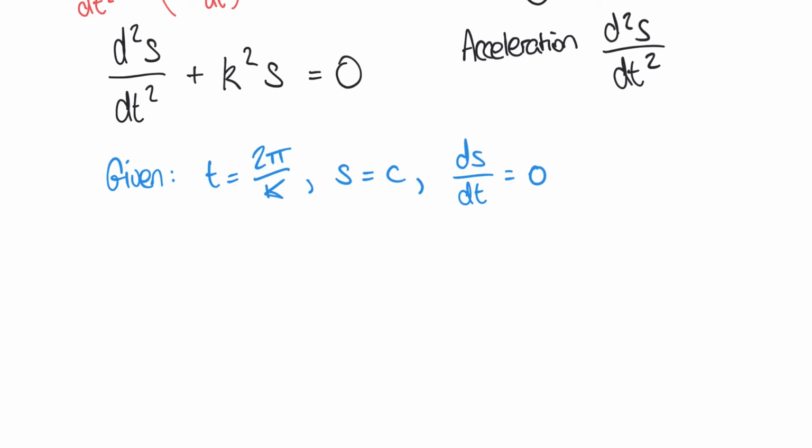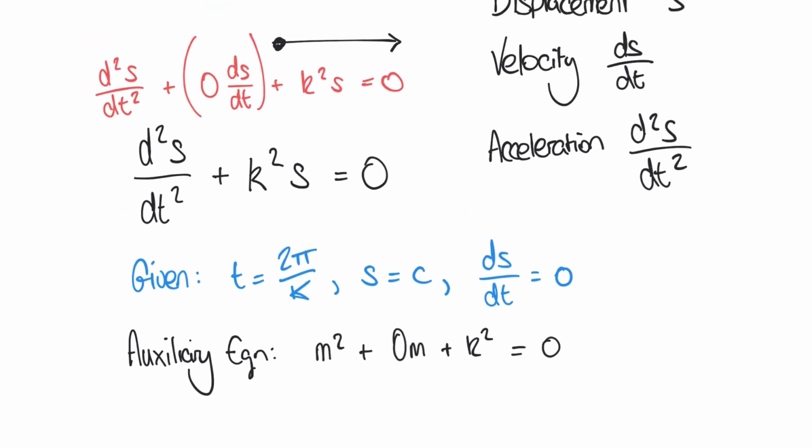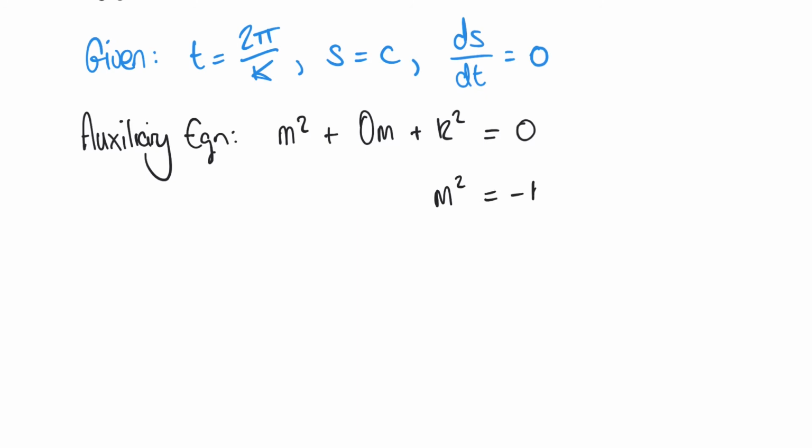So with that in mind, the first thing that we're going to do is draw out the auxiliary equation for this particular second order differential equation. And we'll get something that looks like this: m squared plus 0m, we could say, remembering that velocity term, ds by dt, we can imagine as being 0 ds by dt. So that gives us 0m in the auxiliary equation, plus k squared, and that's still equal to 0. This turns out to be a relatively simple equation to solve because it reduces to m squared equals minus k squared.